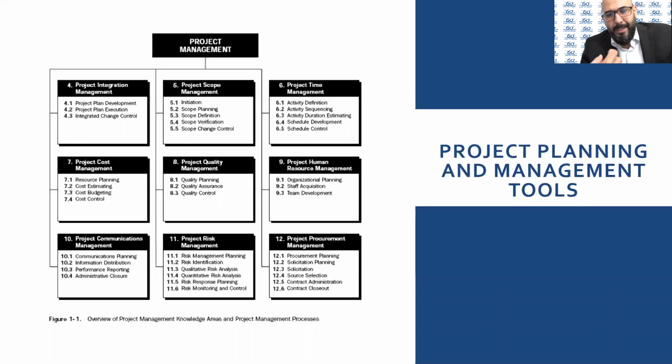What you see here is an overview of the knowledge areas, which are 12 areas for the project management process. You will see project integration, scope management, time management, project cost management, quality, human resources, project communication, risk management, procurement, and purchasing management. So all these are areas that exist in project management. However, we use these tools in Six Sigma.